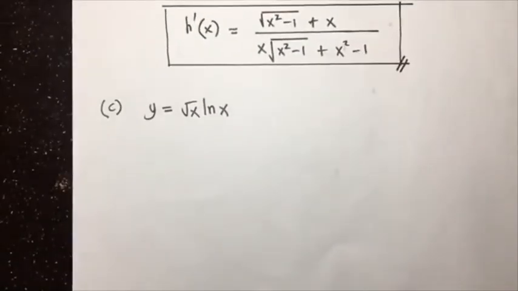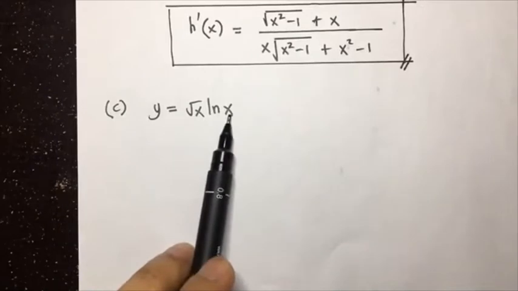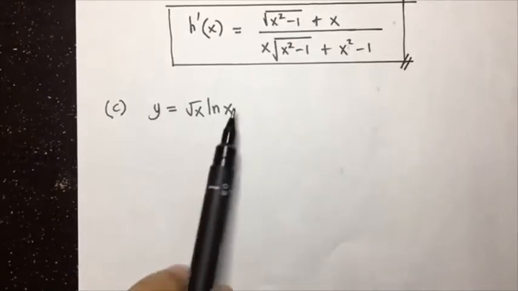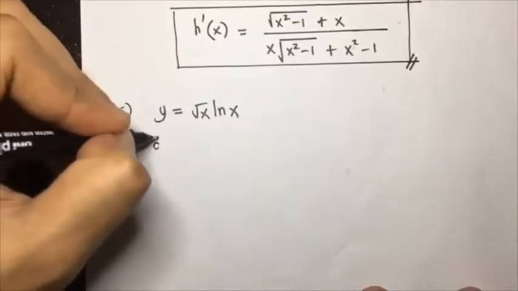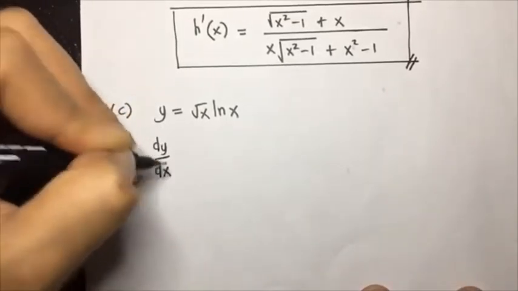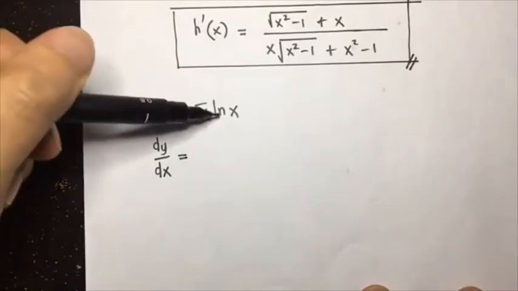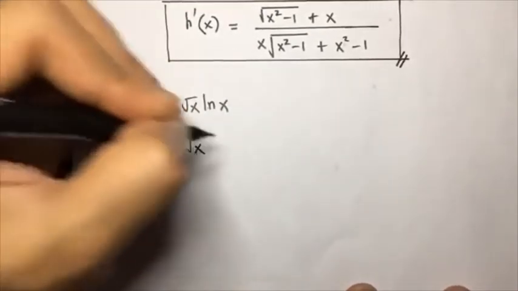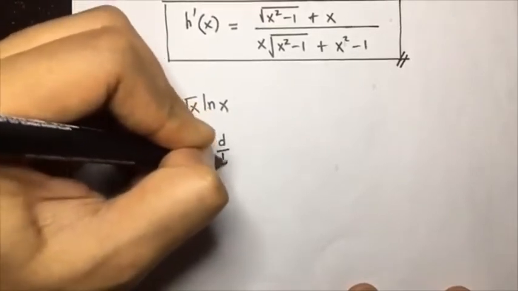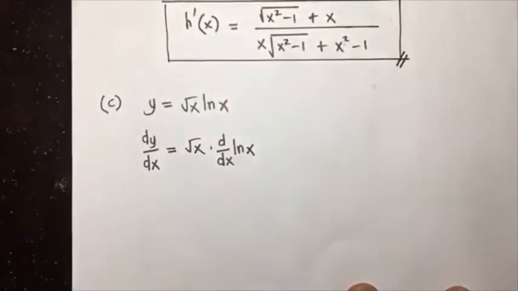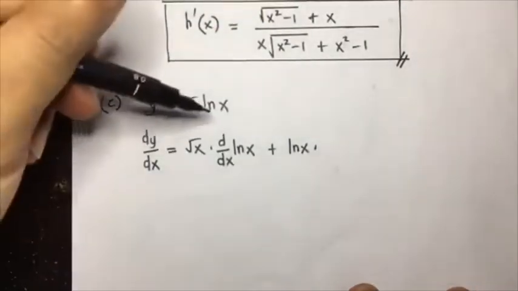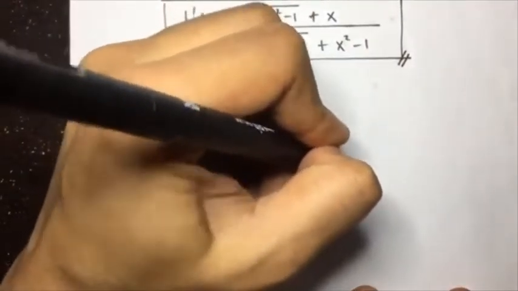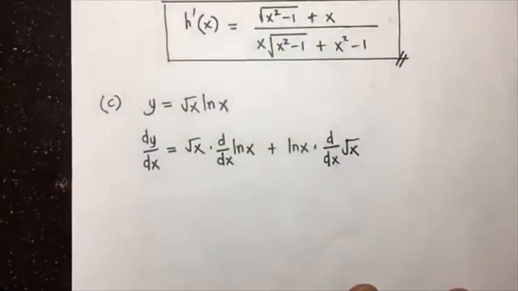Okay, so for our third example, we have y is equal to square root of x ln of x. This problem can be solved by applying the derivative of a product. So dy over dx is equal to first term multiplied by the derivative of the second term. So it's square root of x times the derivative with respect to x of ln of x plus ln of x multiplied by the derivative with respect to x of square root of x.